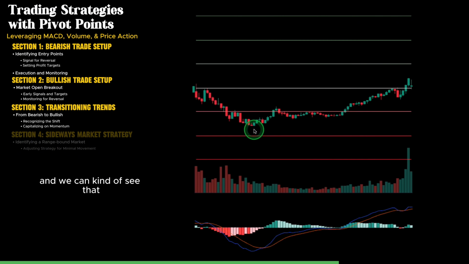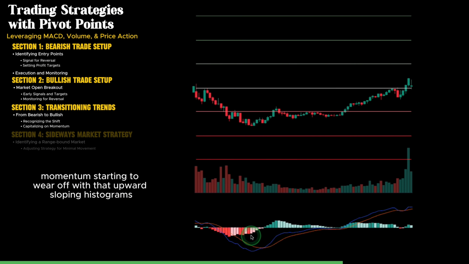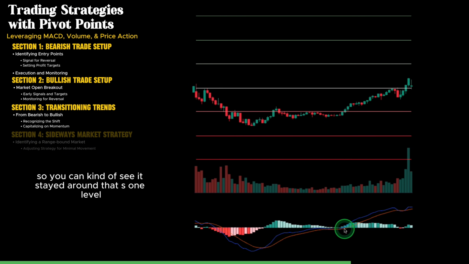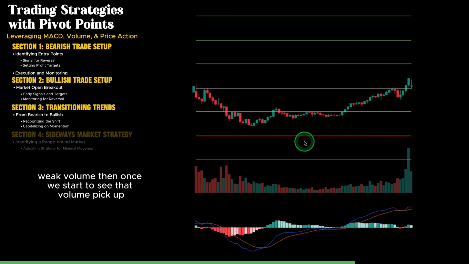And we can kind of see that momentum starting to wear off with that upward sloping histogram, but it never fully broke above that center zero line until later on in the day. So you can see it stayed around that S1 level. The momentum was a little weak there, weak volume.